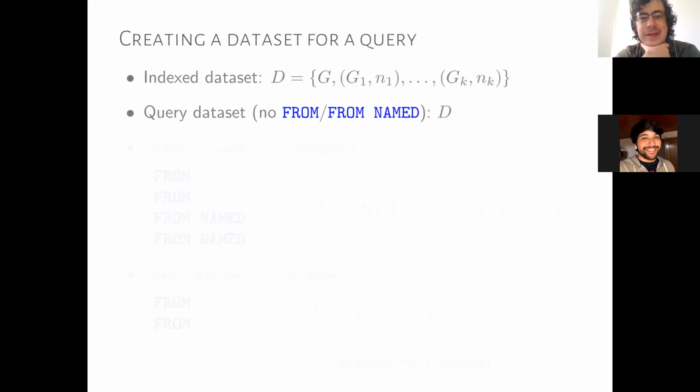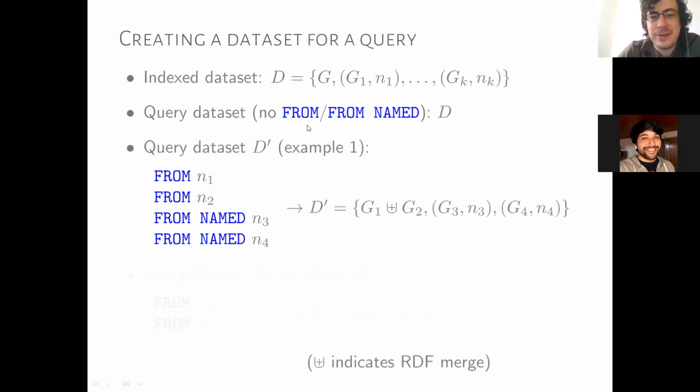So when we're creating a data set for a query, we have our index data set, which is what we've actually stored in our SPARQL engine. And then we have a query data set, which, if we don't specify from or from named, will just be the indexed data set without any changes. So this will be what our query is going to run over.